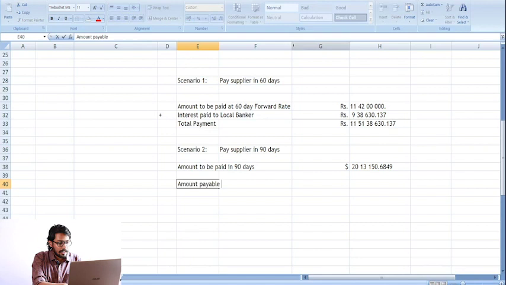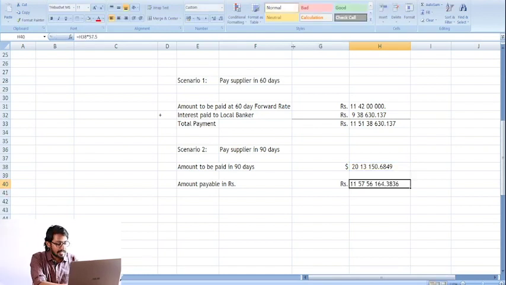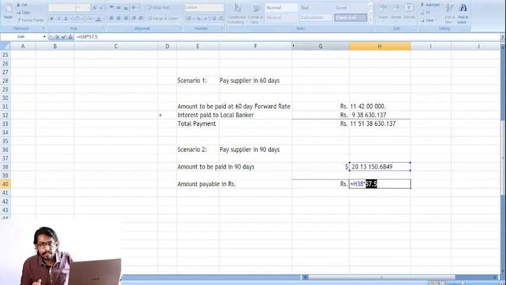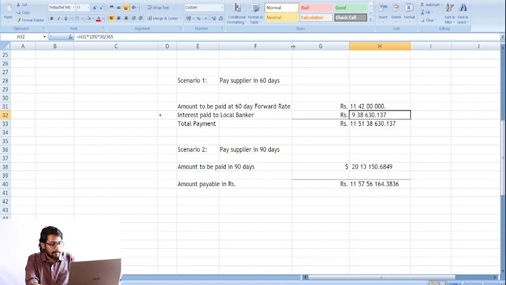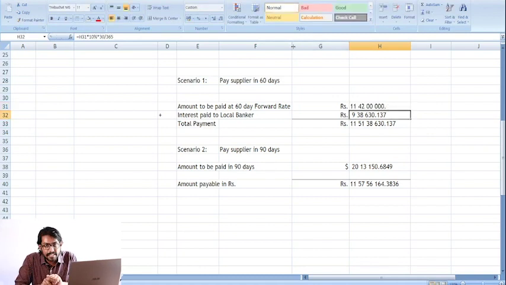Amount payable in rupees is 20 lakh 13,150 into the exchange rate, which is 57.50. You will have to pay 11 crore 57 lakh 56,000. In scenario 1, you had to pay only 11 crore 51 lakh. In scenario 2, you have to pay 11 crore 57 lakh. So although the interest rate here is only 8%, which is lower, the exchange rate is 57.50. That is a deal breaker. You would rather pay interest at 10% at a lower exchange rate, since here the exchange rate is only 57.10. That seems to be better.